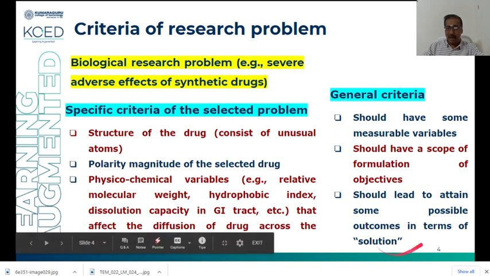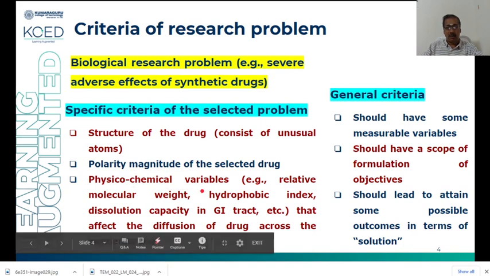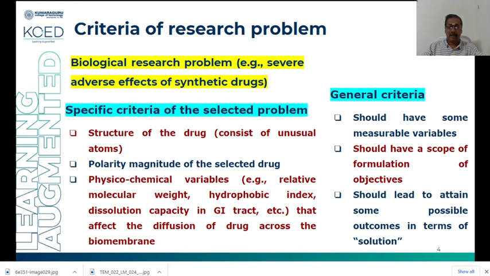Now this is the general criteria, but when you go for a very specific biological problem, for the selected problem, you have to frame some criteria. You have to sort out or write down the specific criteria, or in other words, what specific angle you should know for the selected problem. That is very important. Say if I say adverse effects posed by synthetic drugs, I should know the structure of the drug, I should know the polarity nature, I should know the controllable physicochemical variables. Right? Now this is a very specific criteria for a selected biological problem.